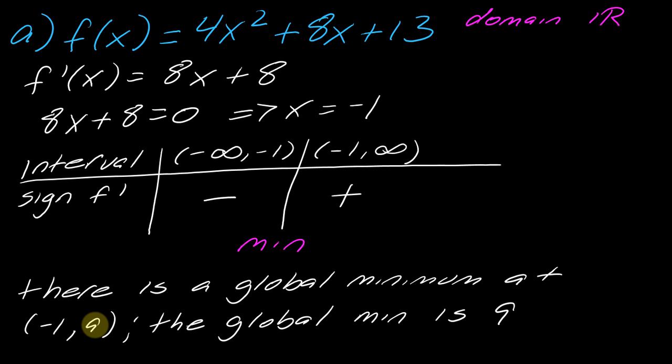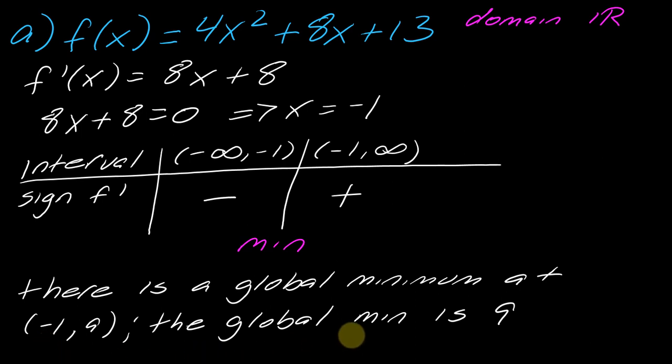So you want to make sure that your language is nice and clear with this. This can be something that's a little tricky and it's easy to get a little sloppy with. The minimum itself is 9. It occurs at negative 1, 9, or it occurs at x equals negative 1. So just be really careful in your language. That's one thing that can be a sticking point for some people.